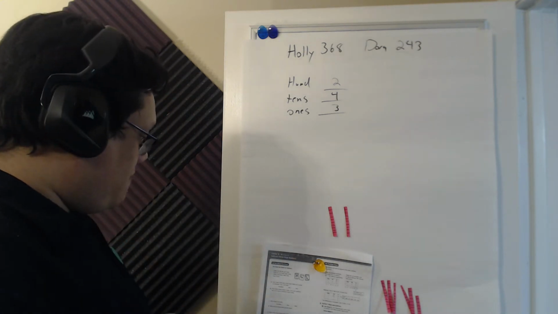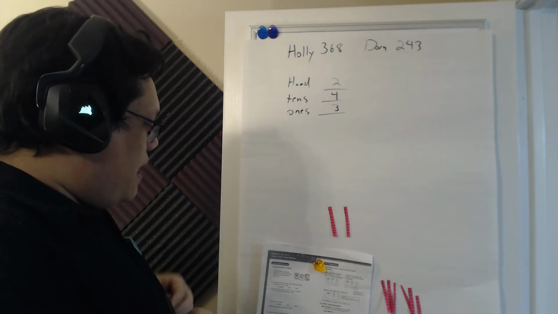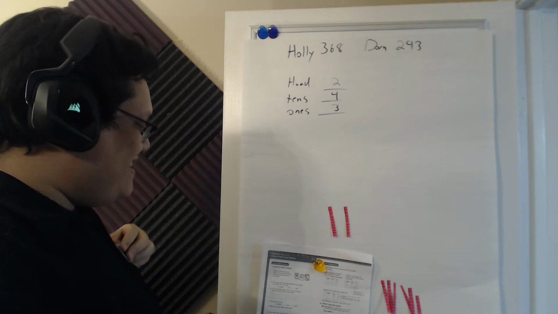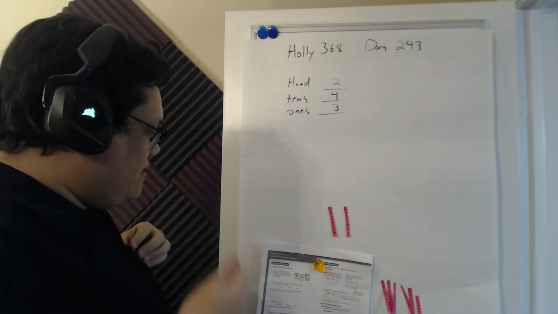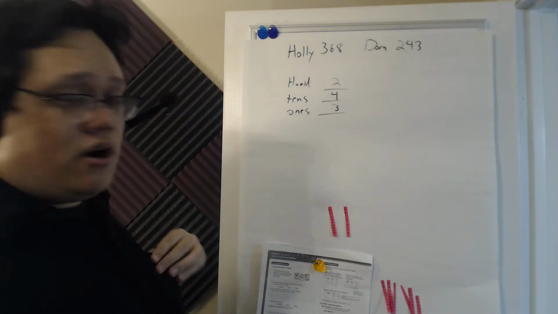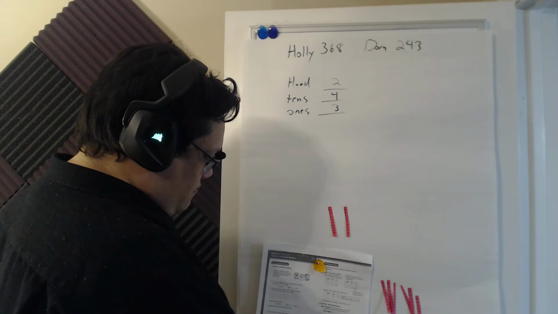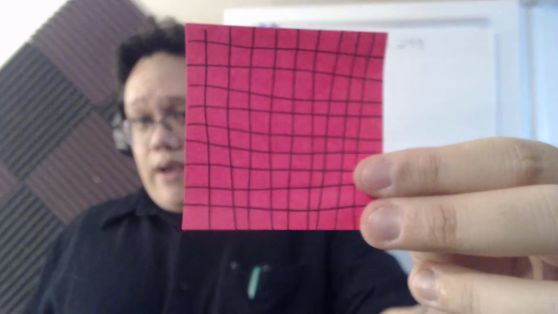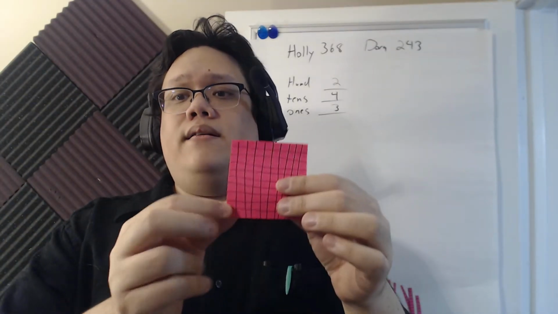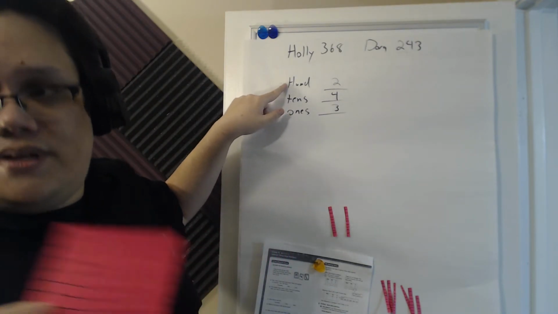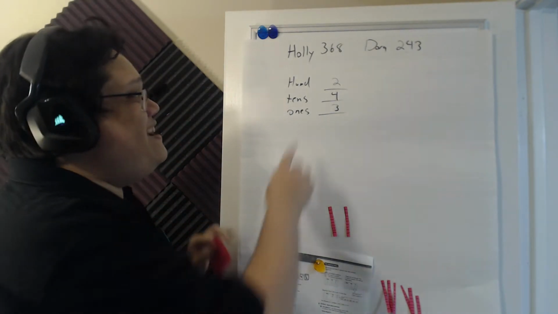Okay. B says, the model shows Holly's cards. Cross out the hundreds, tens, and ones to subtract Dora's cards. This is why I have these post-it notes, okay? Each one of my post-it notes has 100 squares on it. So this is one what? 100s.